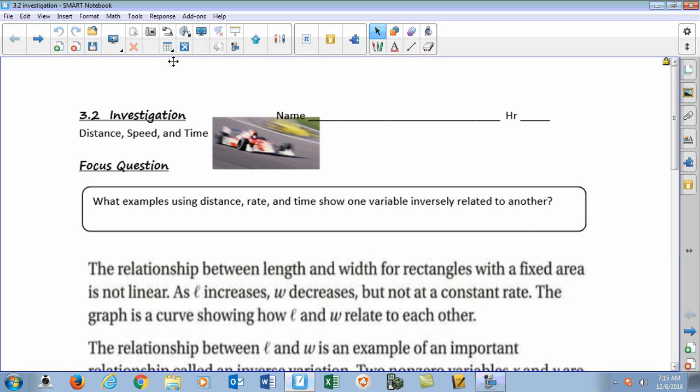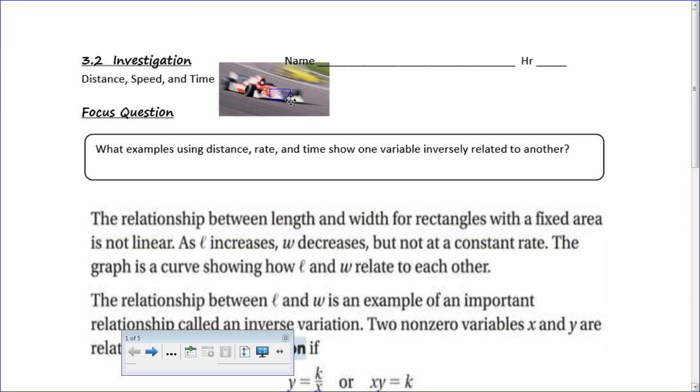All right, well, in Investigation 3.2, we start covering more here of inverse variation. And our focus question is, what examples using distance, rate, and time show one variable inversely related to another?